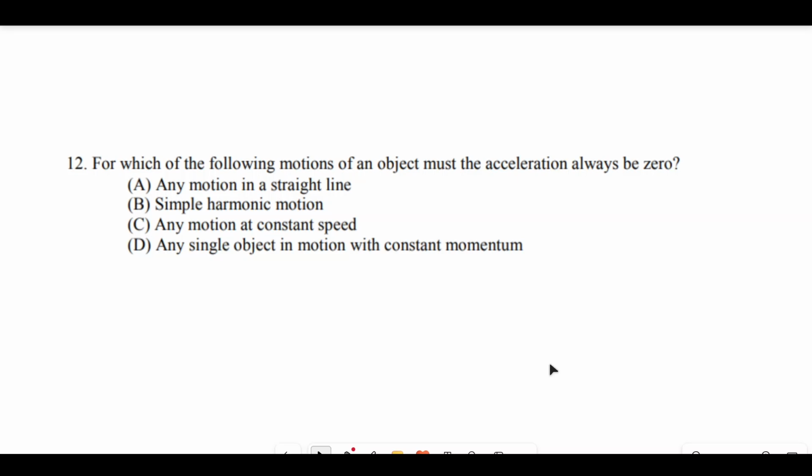Today we have question 12 from the MIT AP Physics 1 Dynamics workbook that will be in the description down below for you guys to access. With that being said, let's go ahead and answer the question.